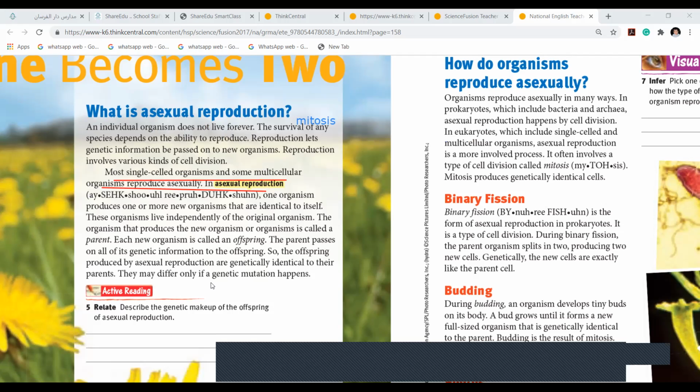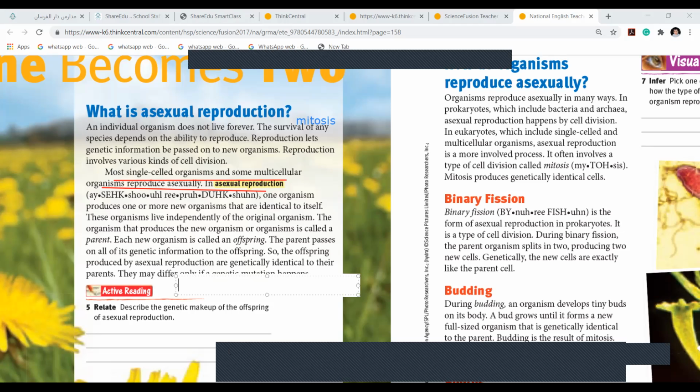So mostly all of the single-celled organisms reproduce through asexual reproduction. Very few multicellular ones, like very small bacteria. One organism produces one or more new organisms that are identical to itself. Girls, again, remember that when I talk about asexual, that means they will give you identical offspring. For example, a rose flower: you can see an exactly identical rose flower next to that, exactly the same.